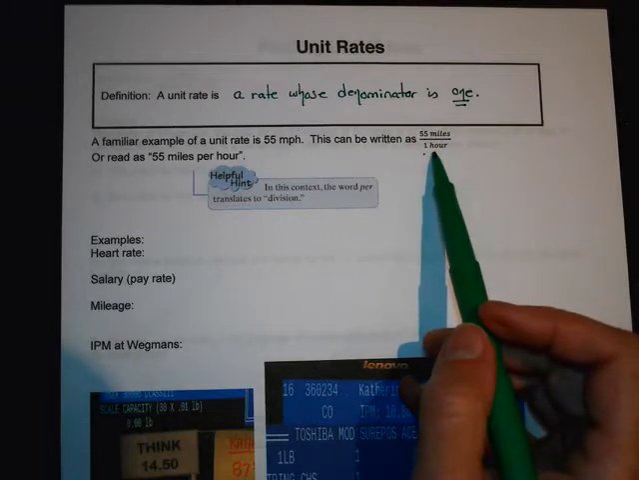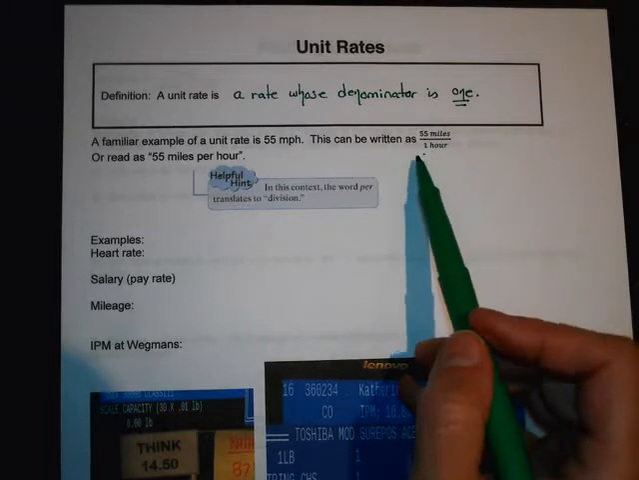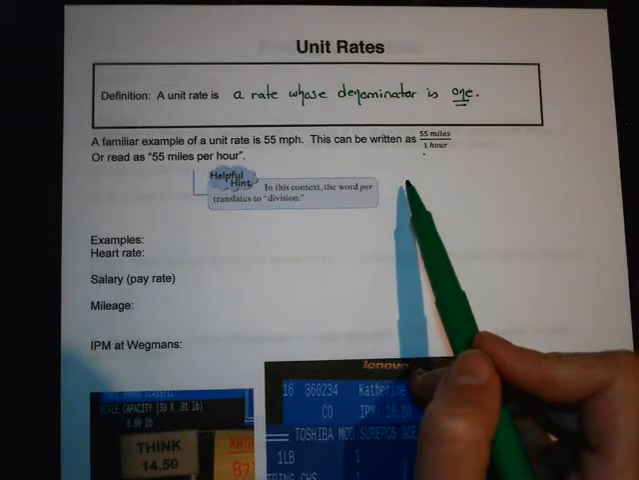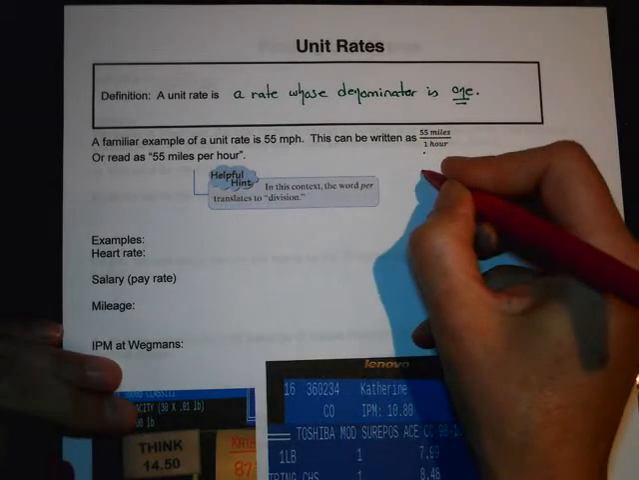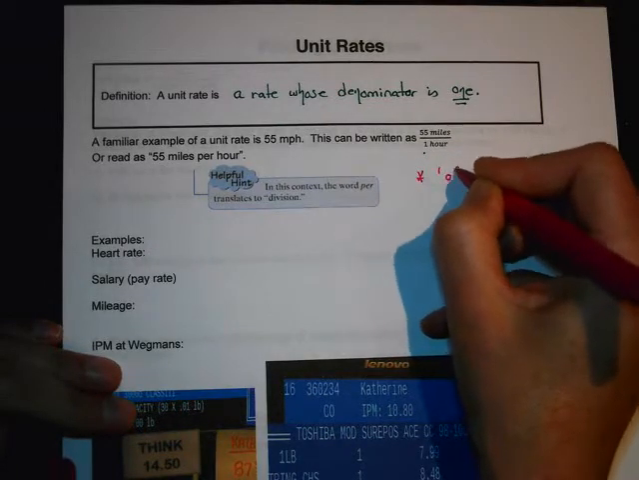Now, this was a question on your last test because we have talked about it, and I'm going to write it again because a lot of you missed it. Okay? Of means to multiply.